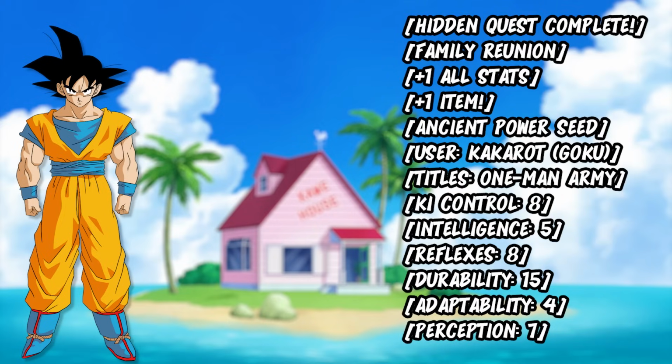Hidden quest complete, family reunion, +1 all stats, +1 item, ancient power seed. User Kakarot (Goku), titles: 1-man army. Key control 8, intelligence 5, reflexes 8, durability 15, adaptability 4, perception 7.